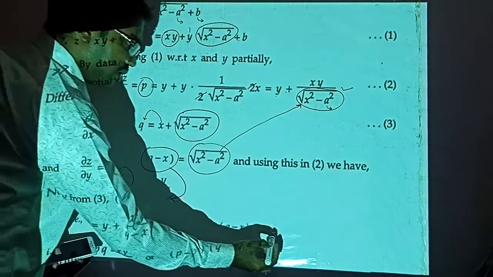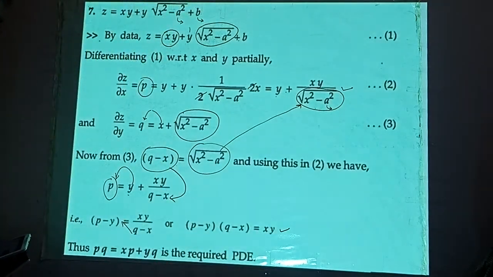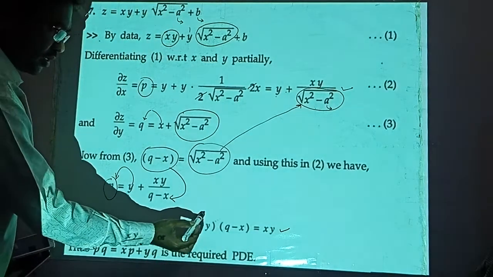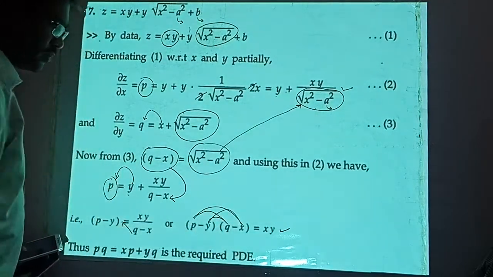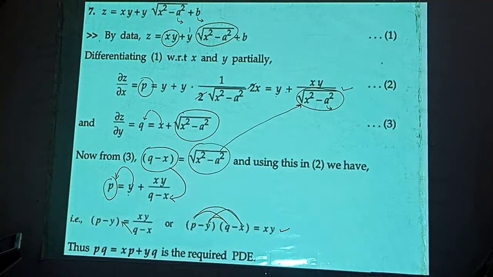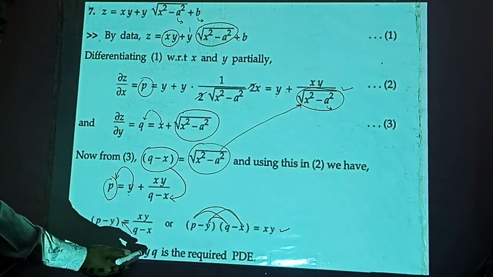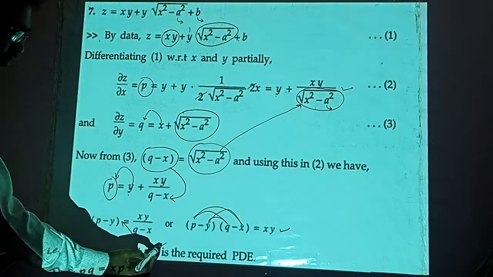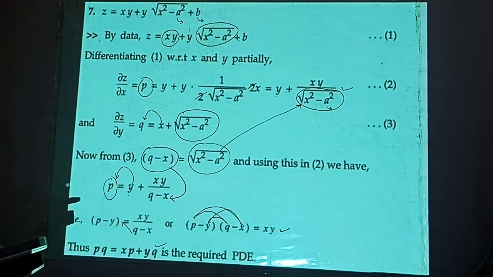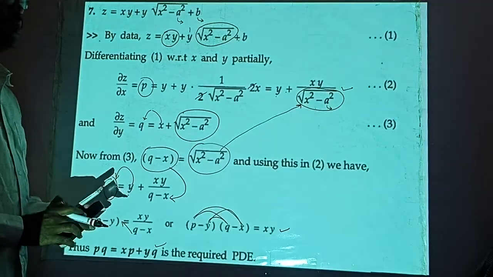You can stop even here also. Here they have multiplied this, and here they have multiplied, and they have rewritten like this. After multiplication and simplification, we get such a PDE. So this is the required PDE after eliminating arbitrary constants.